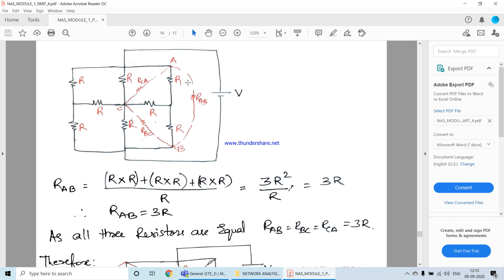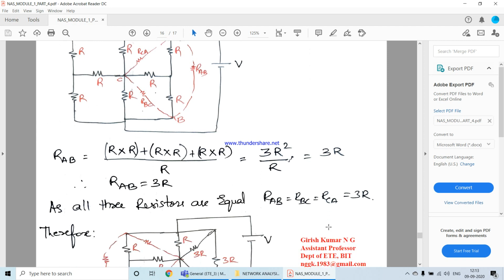RAB will be found by what? R into R plus R into R plus R into R, divided by the opposite resistance for RAB, which is R. Therefore, I will write R. So 3R square by R, which I will get as 3R. As all resistances are equal to R, RAB will be equal to RBC will be equal to RCA, which is equal to 3 times R.